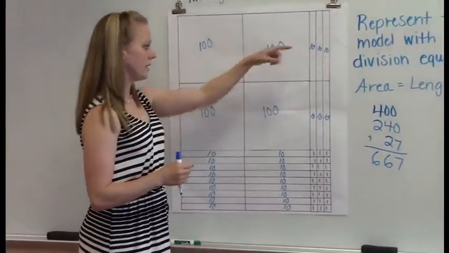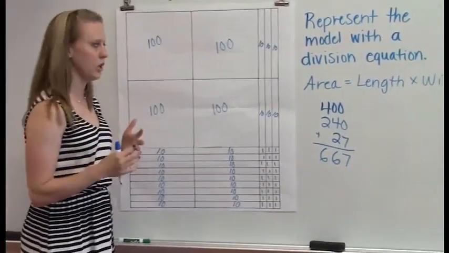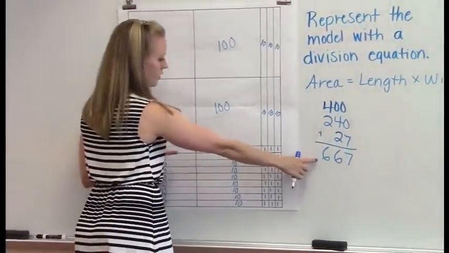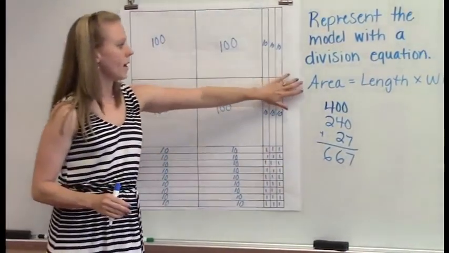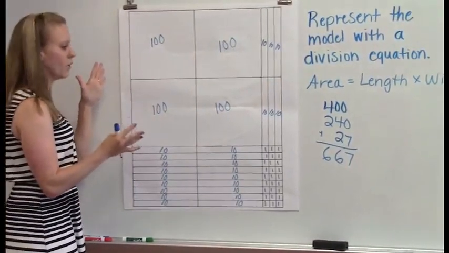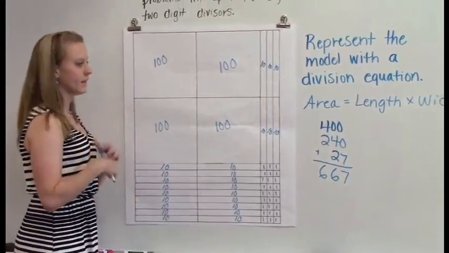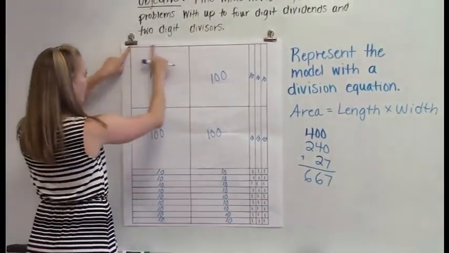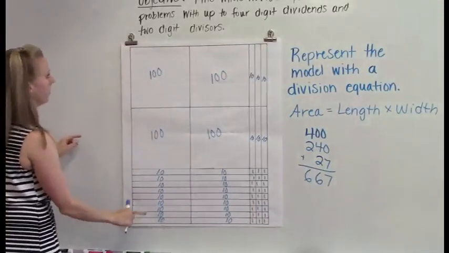Of course, the problem doesn't say to represent it as a single quantity, it says represent it as a division equation. So now how can we take all of this, knowing that it's 667, and represent it as a division equation? Let's go back to our area is equal to length times width. Since we're talking about a rectangle model, the inside is 667. That's like our area. We can also find the length and the width by counting across the top for our width, across the side for our length.